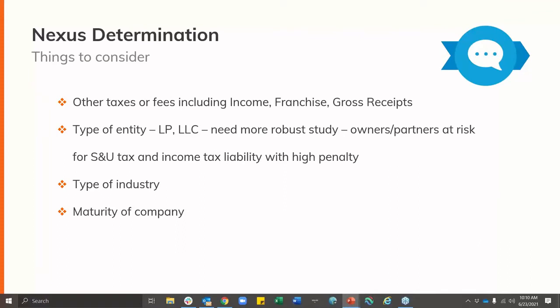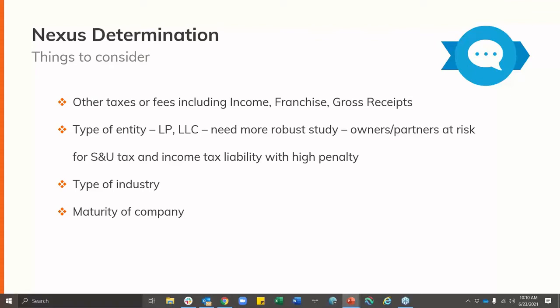So again, there are other things you need to consider when you are looking at nexus, because maybe you have nexus now, but are there other taxes and fees you need to be thinking about? Are you suddenly going to be subject to income franchise taxes, gross receipts related taxes in Washington, Arizona, Ohio, or hybrid type taxes in Texas and things like that? Those are the types of things you also need to consider when figuring out whether you have nexus in a state, and also the type of entity that you are.